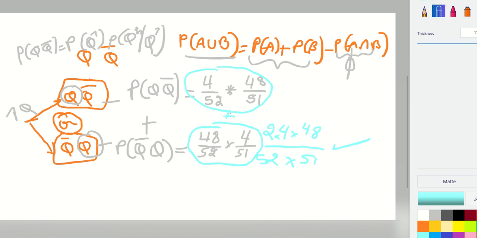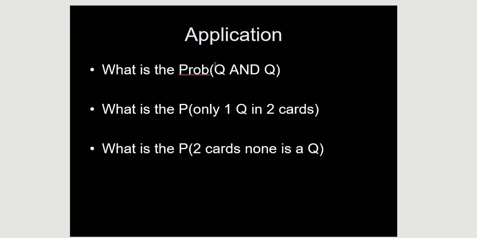Okay, and if we go back to the example, we did a queen and a queen. Then we did only one queen in 2 cards. So you're taking 2 cards and only one of them is a queen, and therefore you have to account for the order. It could be the first one is the queen, or it could be the second one is a queen, and then therefore you have to calculate both.